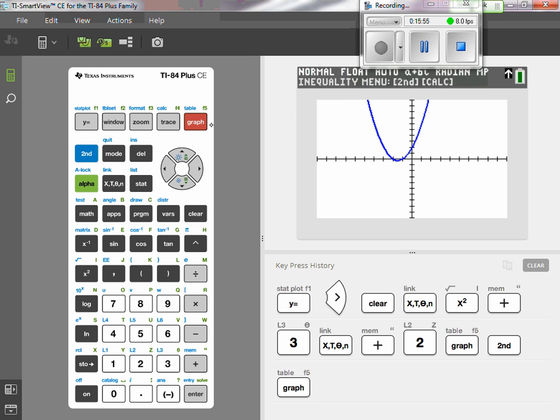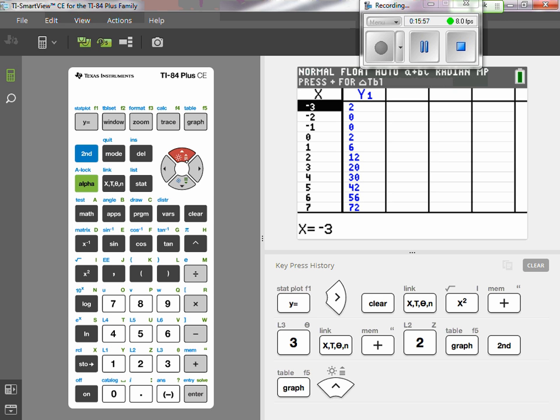So I can go second graph and look at the table. Again, we're looking for what value of x makes the function equal 0, or the y value 0. I have two of them here, don't I? Negative 2 and negative 1. That's the answer.